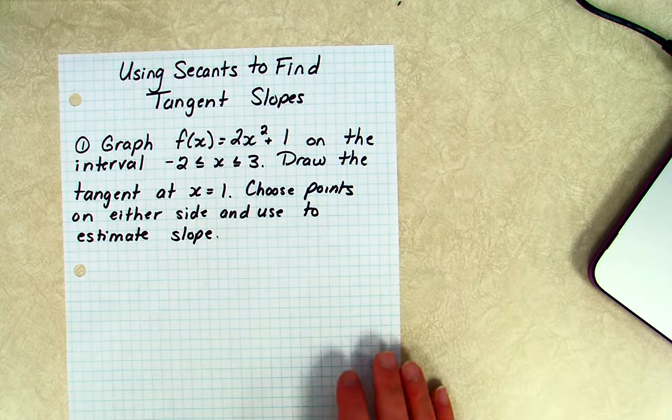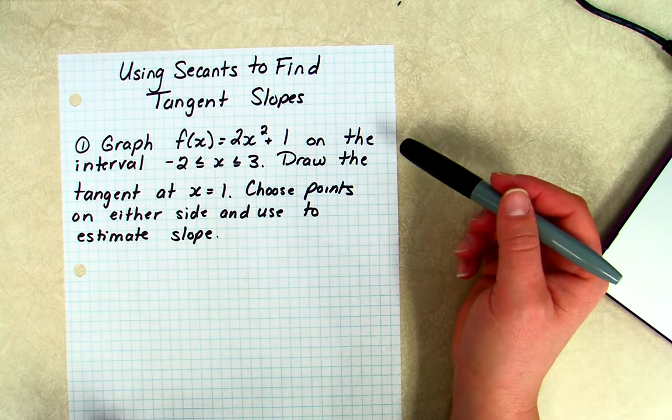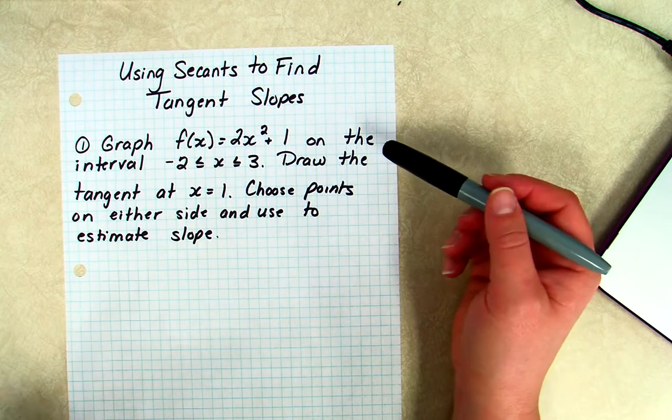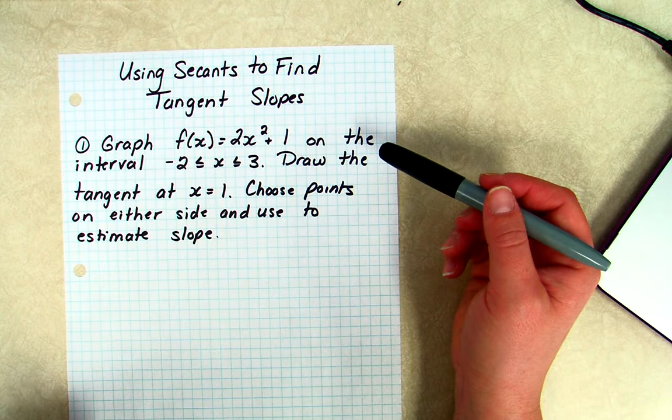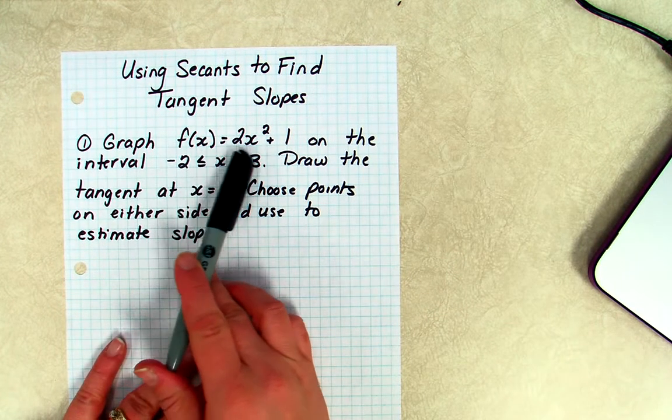So now we're going to look at how to find the slope of a tangent. And remember, a tangent is a line that crosses or touches a curve only once. Using secants, it's much easier to find the slope since they touch at 2 points and we can use the slope formula.